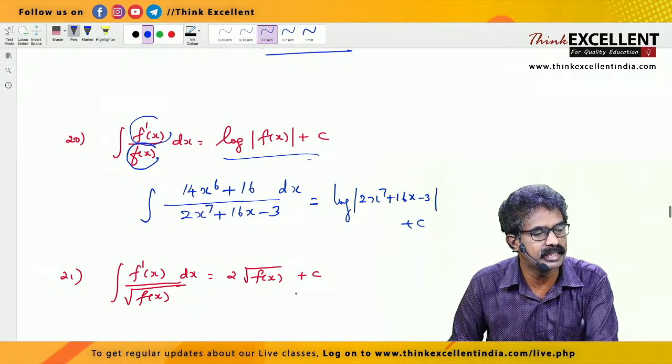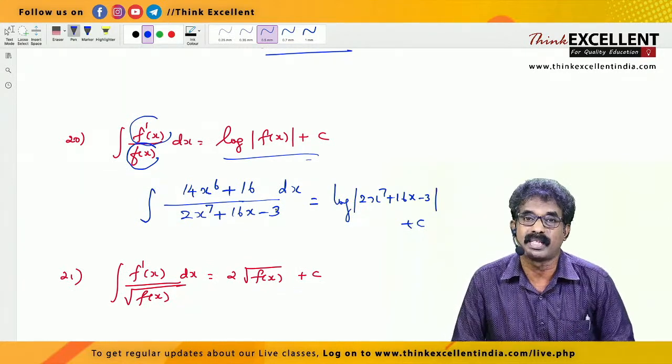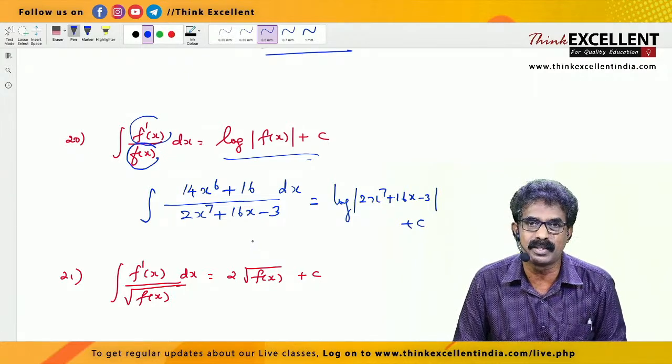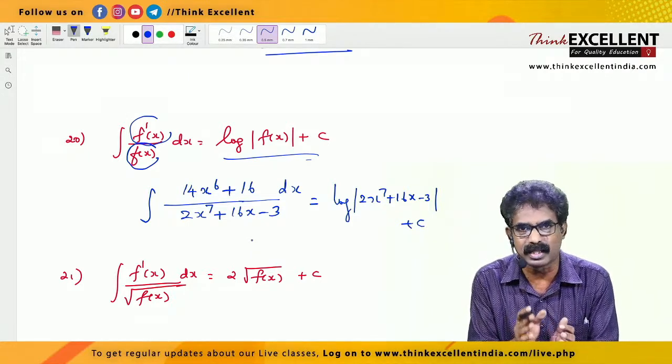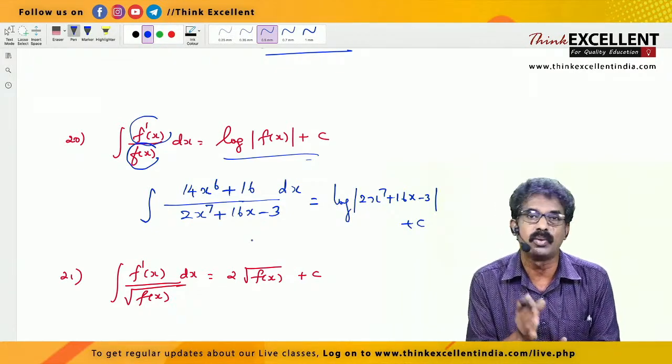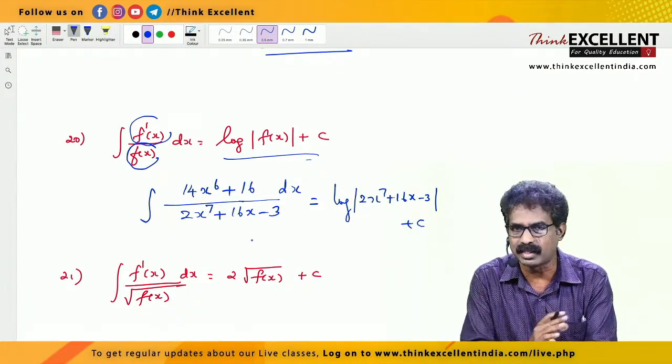Integral f dash x by root of f x. Integral f dash x by root of x. What's the difference in the question? The numerator is the same thing, right? F dash x. But in the previous formula, the denominator is f x. But here, root of x. In the answer, it has entirely changed, right?